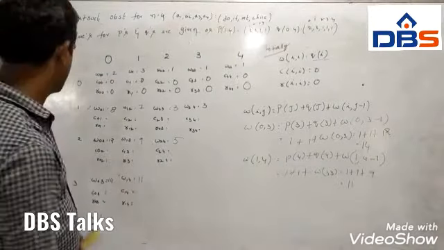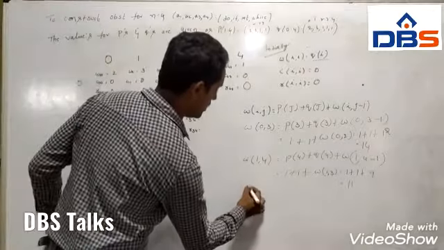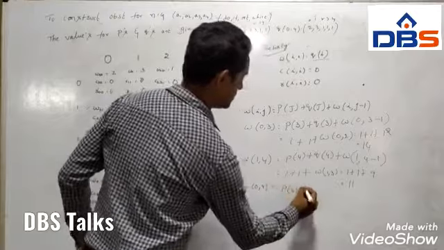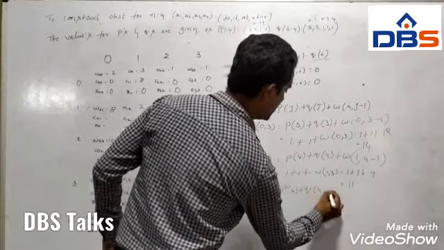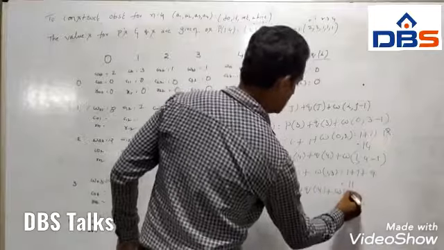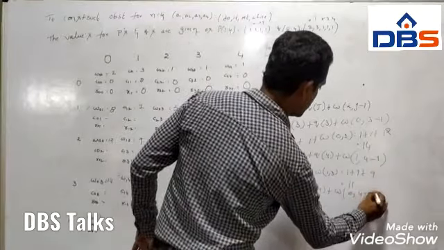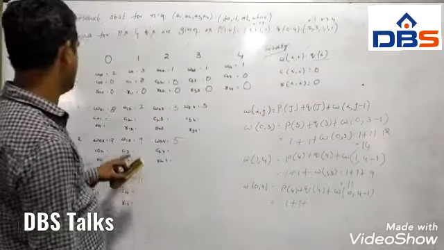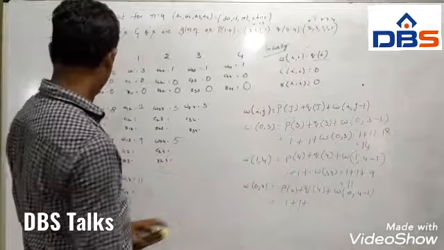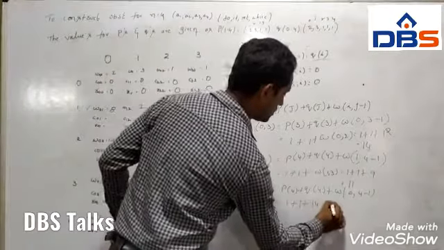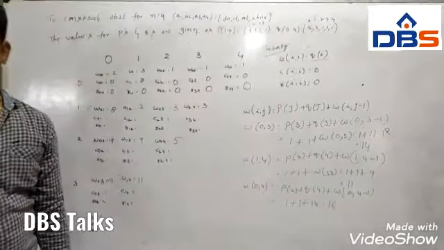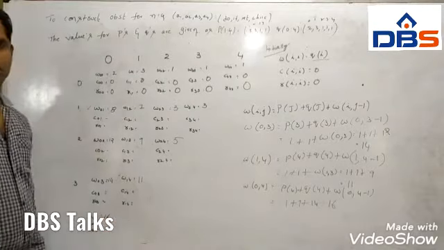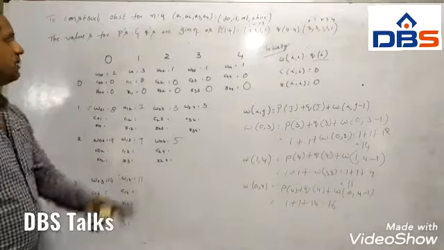Okay, now we construct W04. So W of 0 comma 4 equals P of 4 plus Q of 4 plus W of 0 comma 4 minus 1. That equals 1 plus W of 0 comma 3. W of 0 comma 3 equals 14, so that equals 16. So W of 0 comma 4, the value is 16. Okay, so the values of W's are completed.